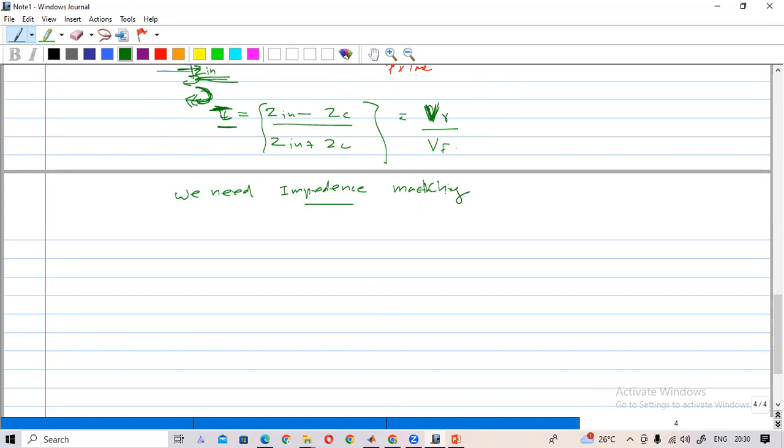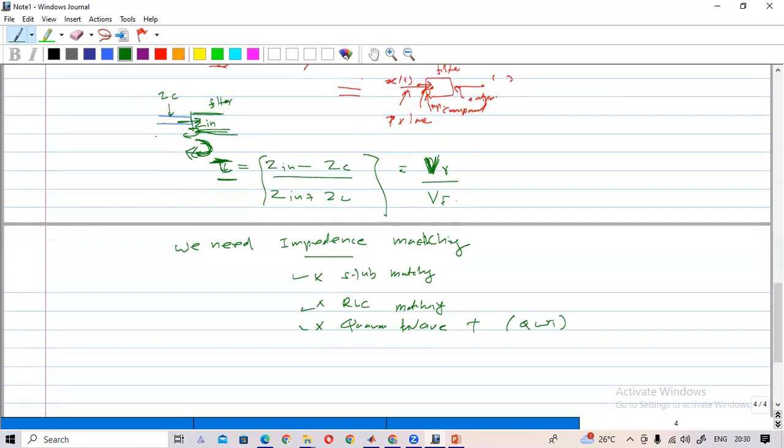So there are several impedance matching techniques. You have already learned stub matching and RLC matching, that is called lumped element matching, and quarter wave transformers. So these are some kind of matching techniques we have learned in microwave communication. So why do we need matching? We need to minimize this reflection by matching these two impedances. That means we are going to equal this impedance.